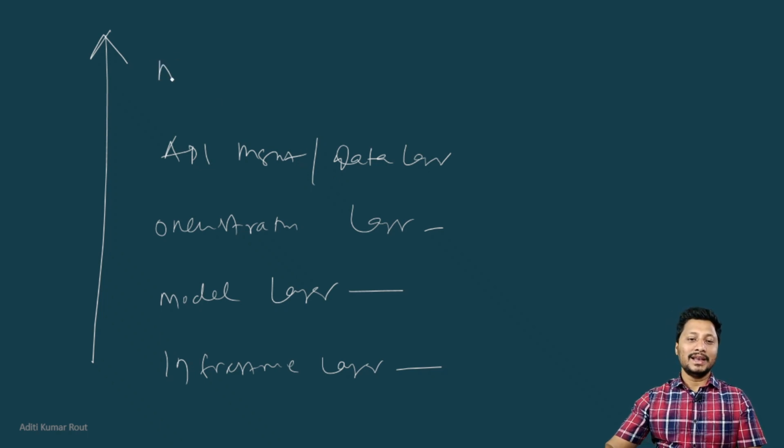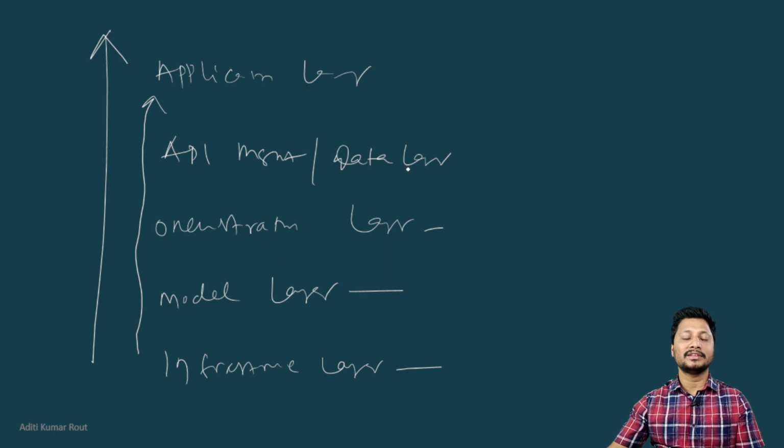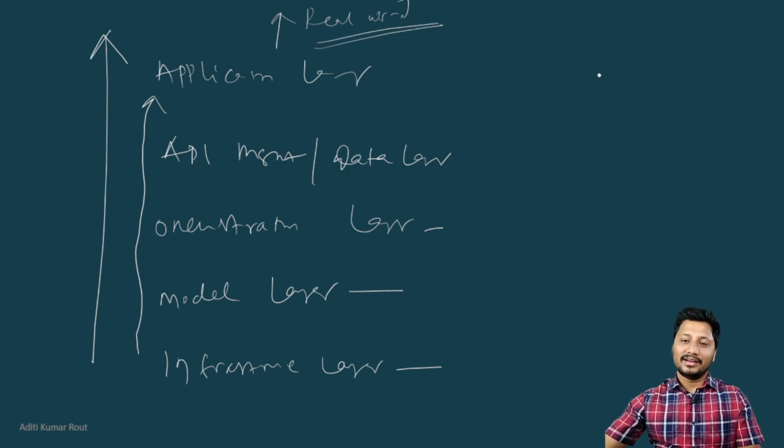And finally it is the application layer. Whatever model we are developing, the process we are creating, or the API we are building, we are deploying into the application layer. So this is the work with the real world. This is the interface to the real world.